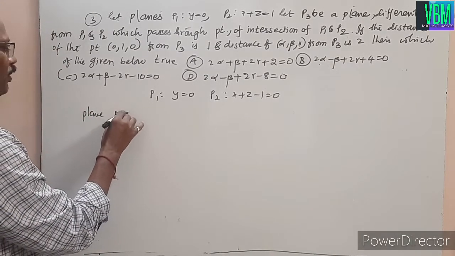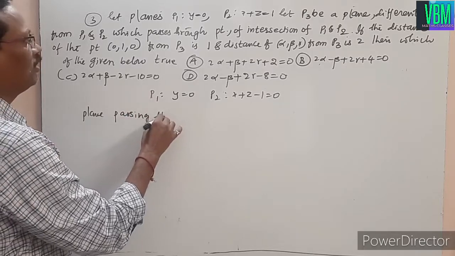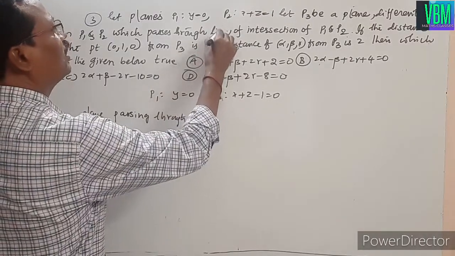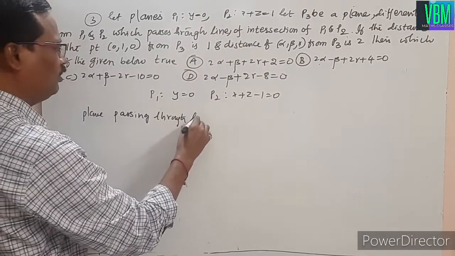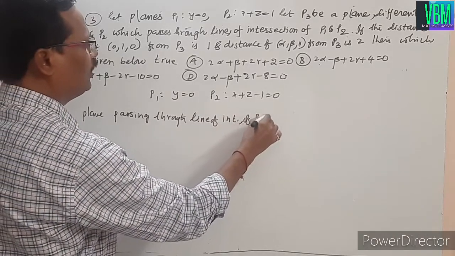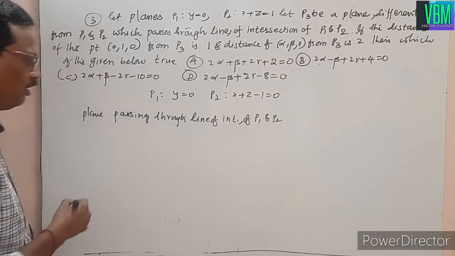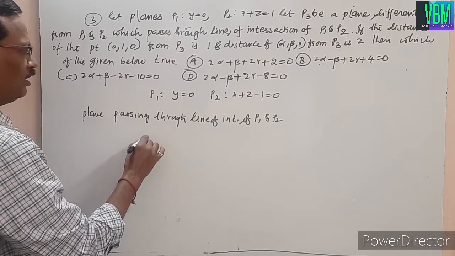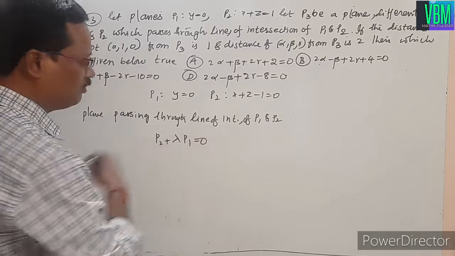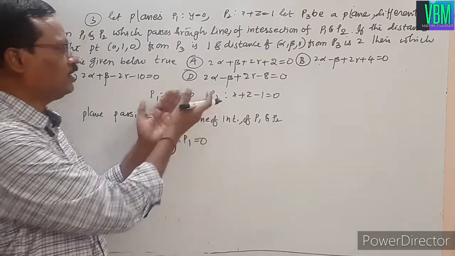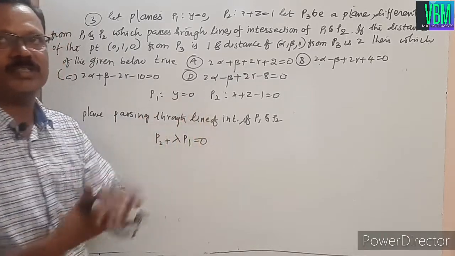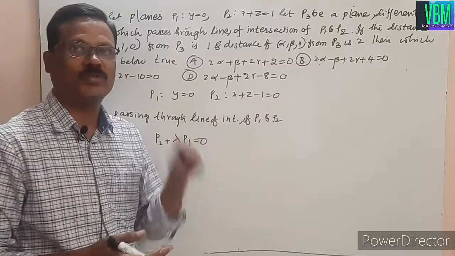Plane passing through this line of intersection, passing through the line of intersection of P1 and P2. We can write that P3 will be P2 plus lambda into P1 is equal to 0. Any plane passing through the intersection of two planes is one plane plus lambda into the other plane is equal to 0. Any plane through the intersection of two planes.